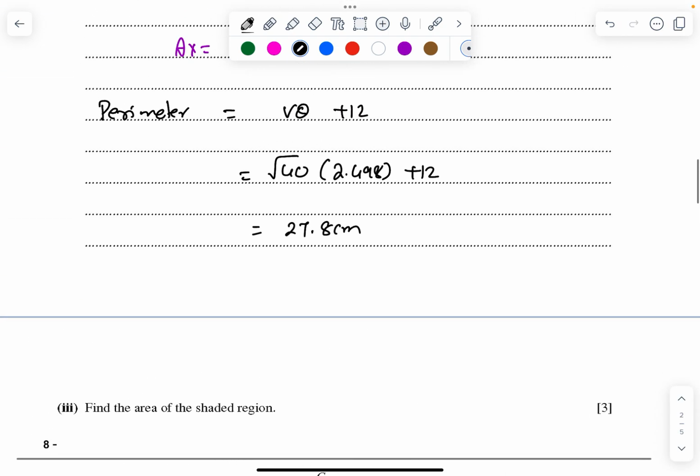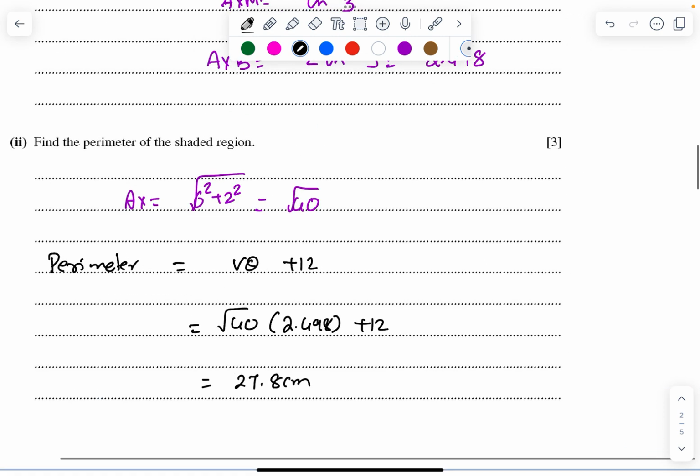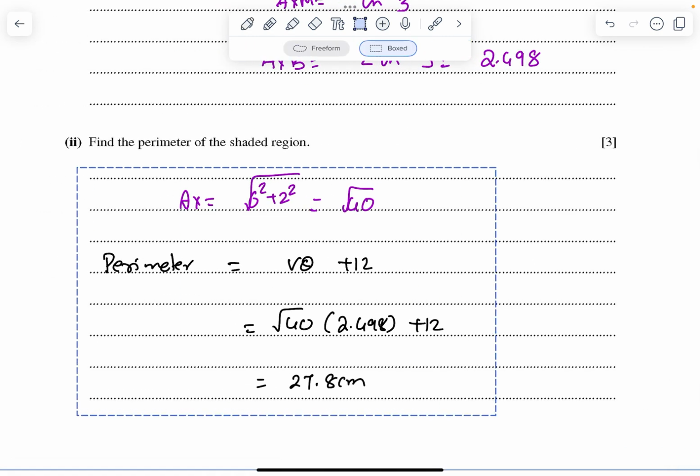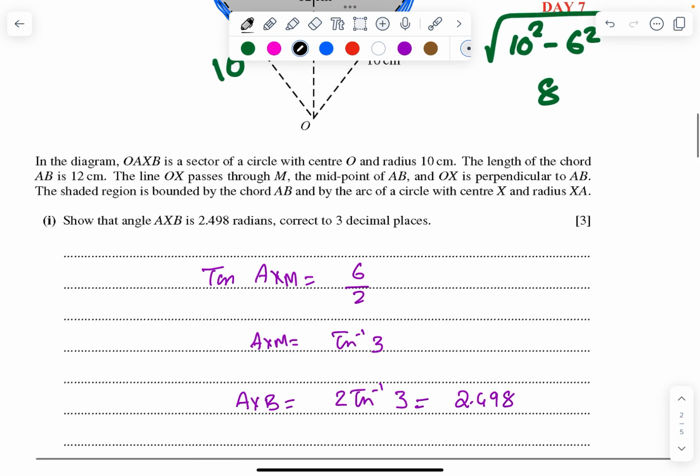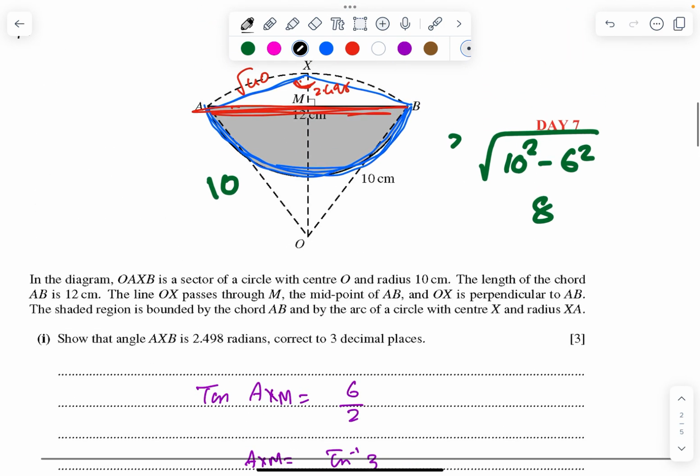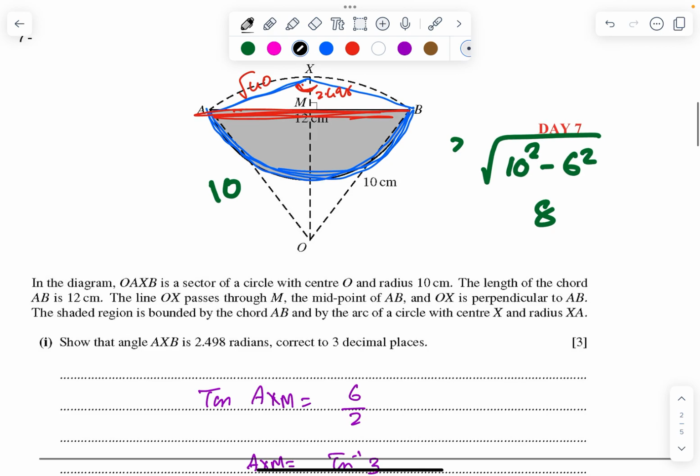Now find the area of the shaded region. We have to find the area of the shaded region, and because space is not sufficient there, I'm going to do it over here. So to find the area of the shaded region, it is the area of the sector minus the area of the triangle.